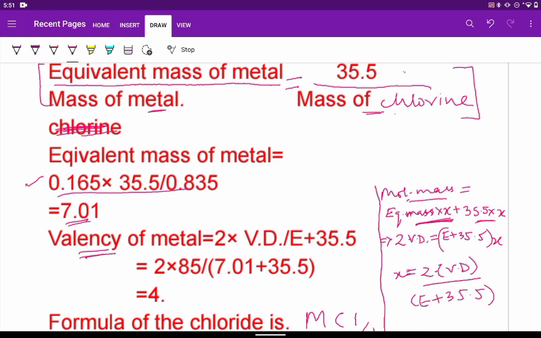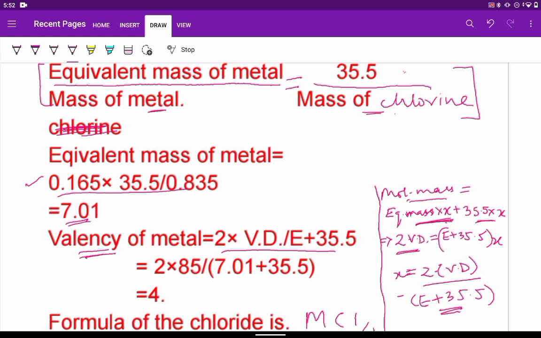But what is molecular mass? That is equal to 2Vd, 2 into vapor density. So instead of molecular mass, where we got E into X plus 35.5 into X, in place of molecular mass we can write 2Vd. So 2Vd equal to E plus 35.5, into X, common. So X will be equal to 2 into vapor density divided by E plus 35.5. So from here we get this formula we are using: 2 into vapor density divided by E plus 35.5.